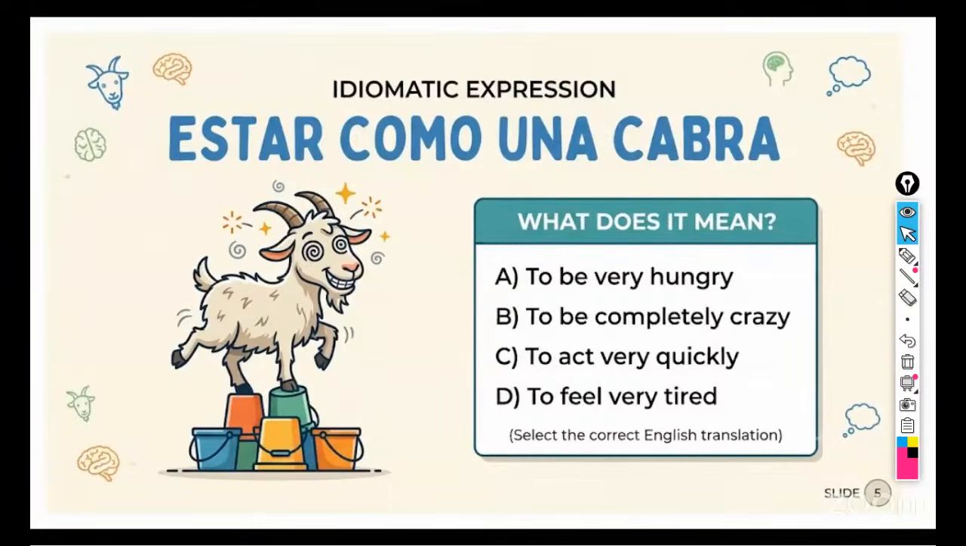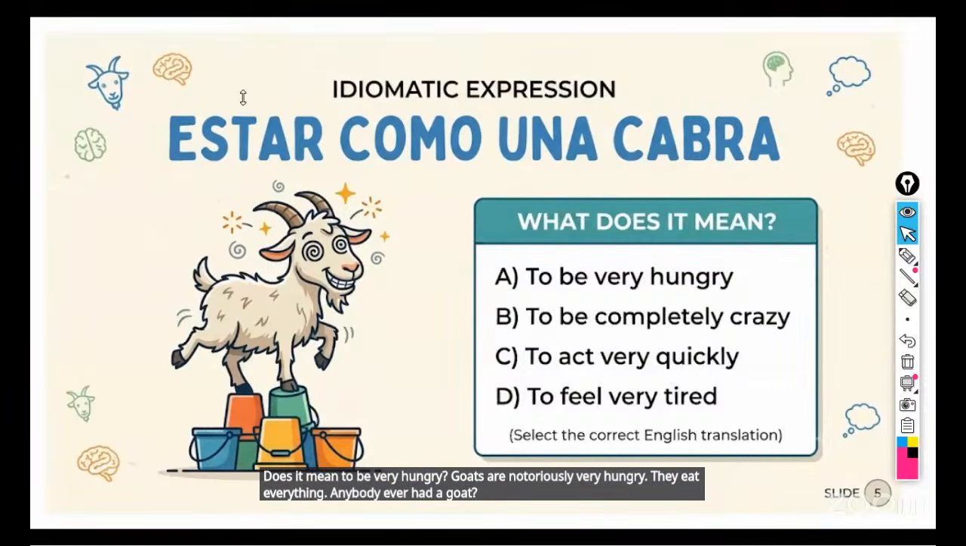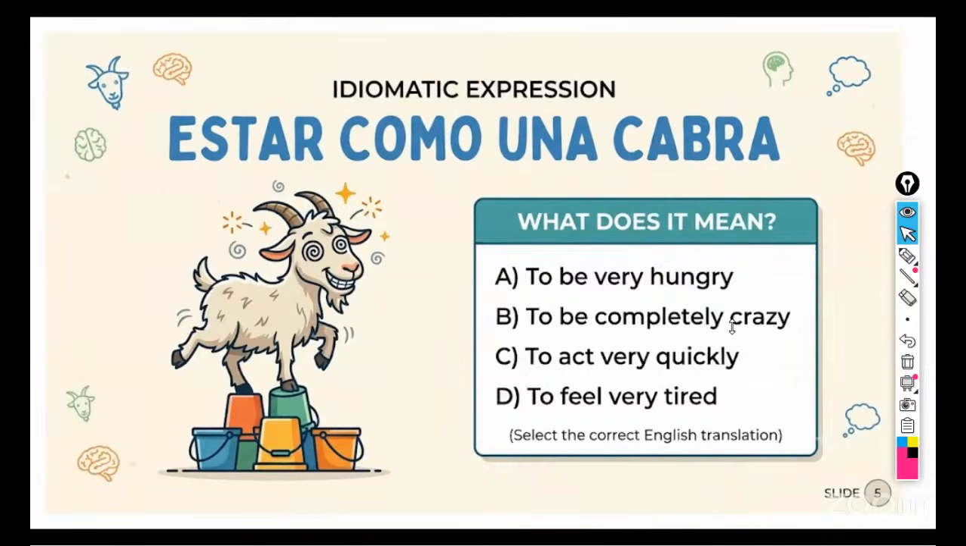Does it mean to be very hungry? Goats are notoriously very hungry. They eat everything. Anybody ever had a goat? They eat car parts, they eat clothes, they eat plastic. Does it mean to be completely crazy, also notoriously crazy? Does it mean to act very quickly? Does it mean to feel tired?